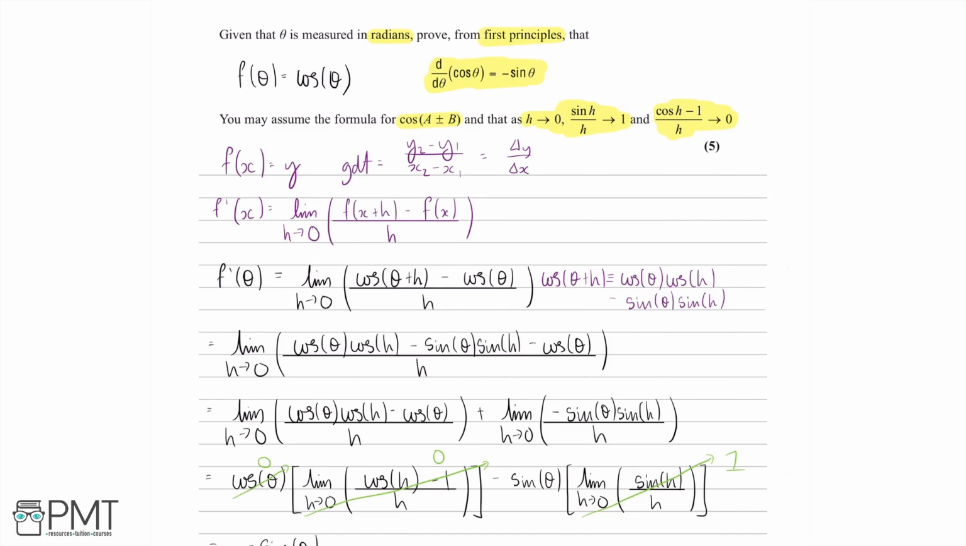Lastly, for the marking, for using the first principles derivative formula on the function, you'll get 1 mark. For using the compound angle formula successfully, you'll get 1 mark. For factorizing out the cos theta and sine theta, you'll also get 1 mark, as I've done there. That's 3. You'll get 1 mark for cancelling out the expressions and using the limits, so one is 0 and the other one is 1. So that's 4. And lastly, you get 1 mark for getting the right answer, for a total of 5 marks.